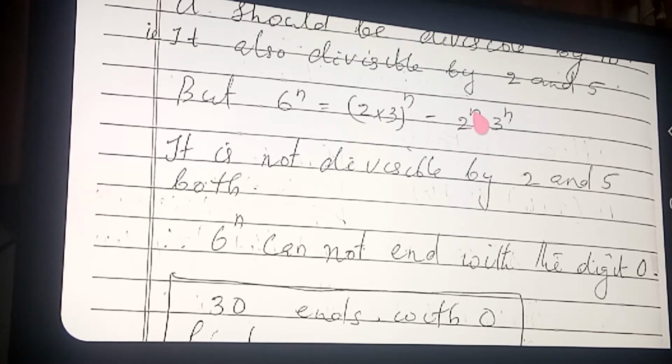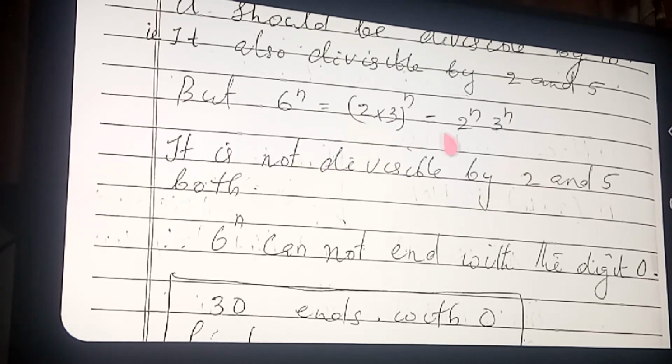Here in the place of n you give 1, then 2 raised to 1 into 3 raised to 1 coming. In the place of n, n is equal to 2, you give 2 raised to 2 and 3 raised to 2 coming. Any of these numbers should be completely divisible by 2 and 5 both. It may be divisible by 2, it may be divisible by 5, but it should be divisible by both 2 and 5. Then only the numbers are divisible by 10. Then only the last digit 0 you will get. Last digit is 0, what is the meaning? Unit place digit is 0.